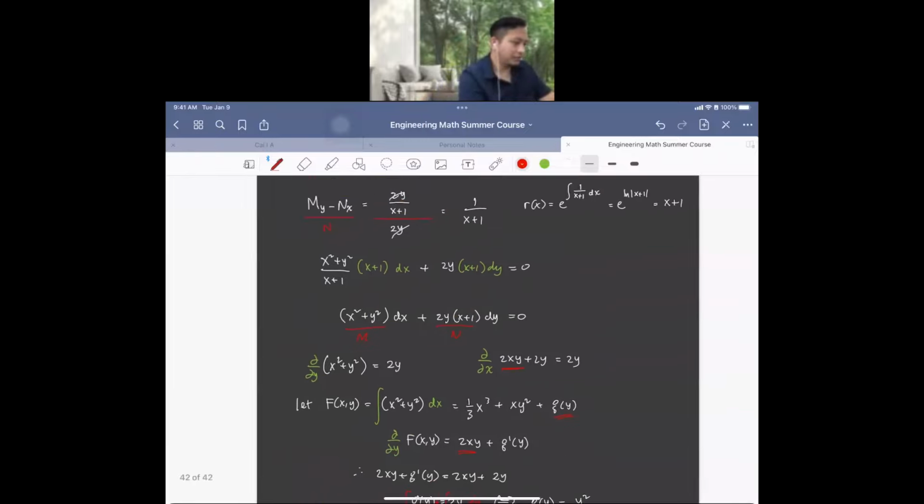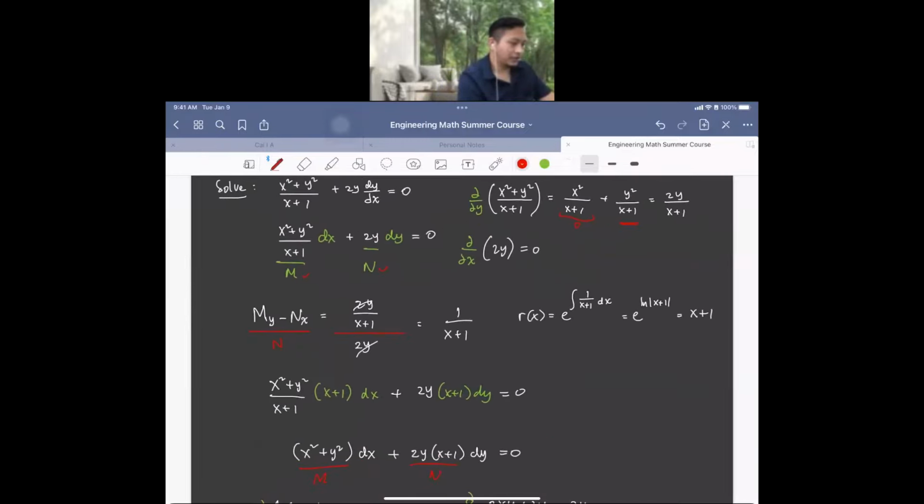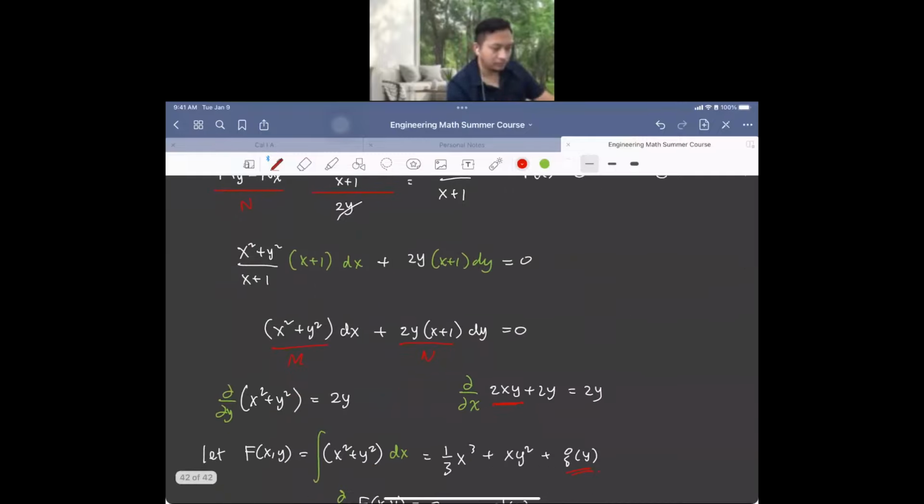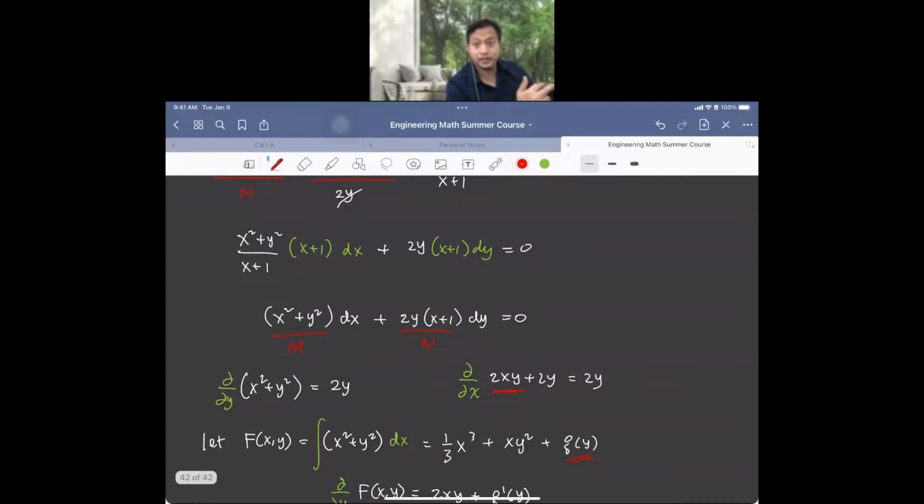Okay, let me just review a little bit what we have here. So the idea first is check the exactness. If it's not exact, but you think that maybe you can do something with the exactness, then you can check whether you can find the integrating factor for it. If you can find the integrating factor and you multiply and it becomes exact, you can solve with exact equations, and we can solve by exact equations as we have done since last week.